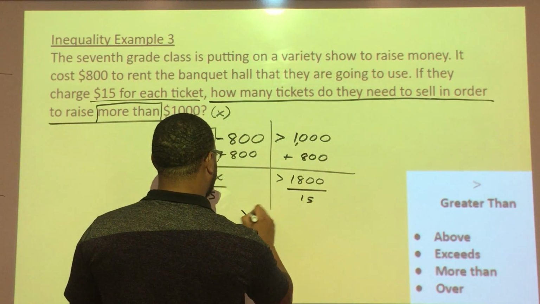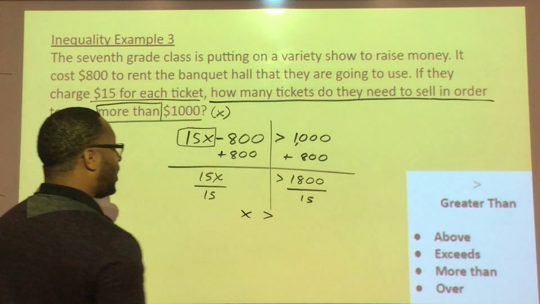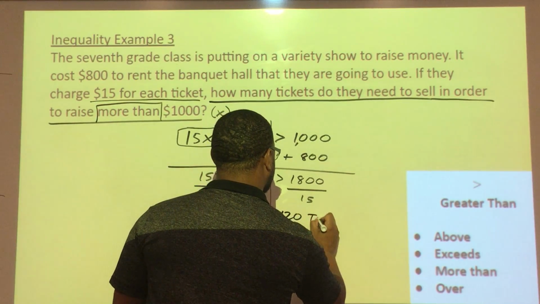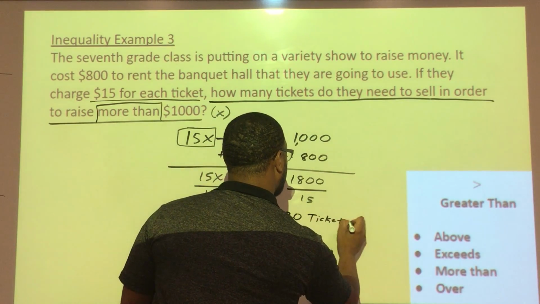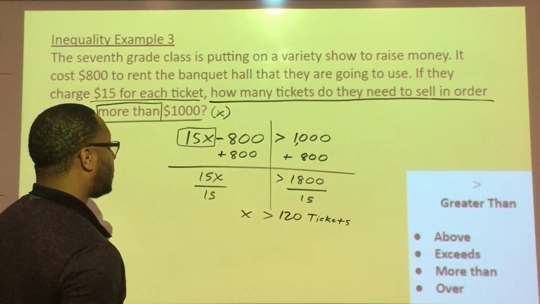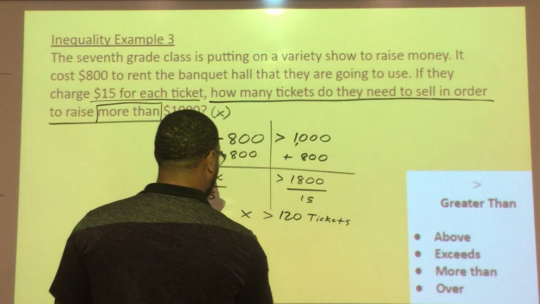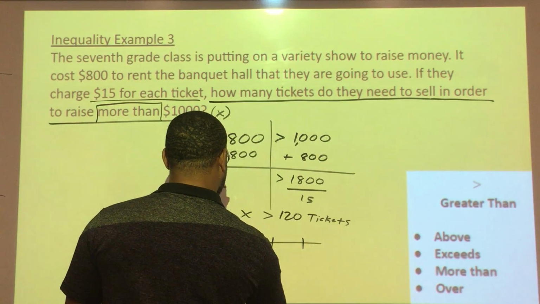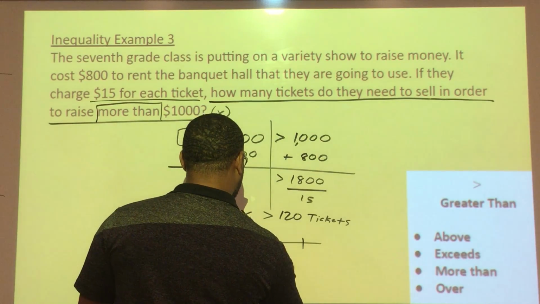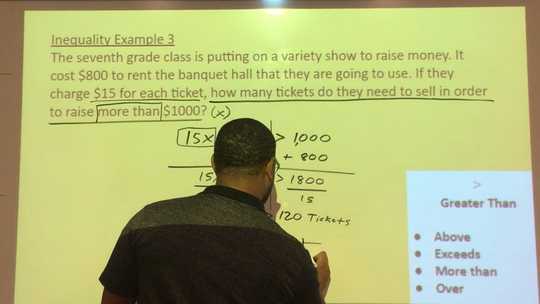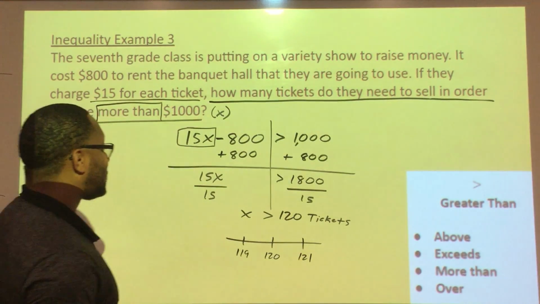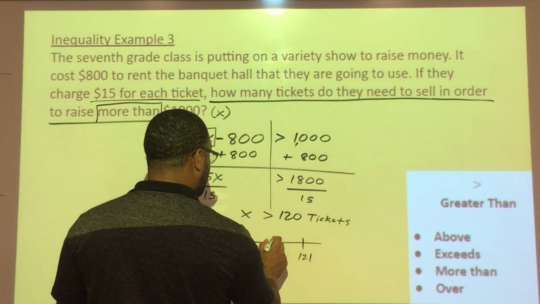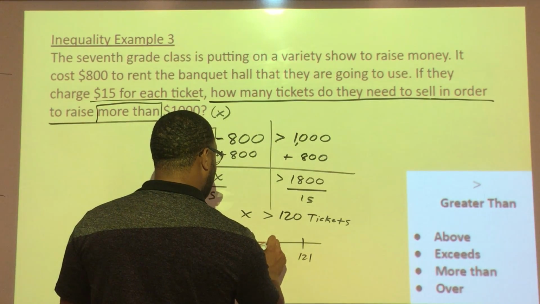And when I do, I get x needs to be greater than 120. So this means they need to sell more than 120 tickets. If I graph this, this is what it looks like. Let's say this is 119 tickets, this is 120 tickets, this is 121 tickets. If x needs to be greater than 120, then x cannot be 120, which means I'm going to have an open dot.